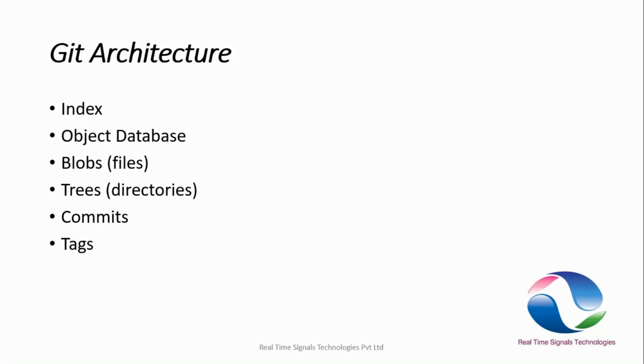Git architecture. 1. Index. Stores information about the current working directory and changes made to it. 2. Object database. 3. Blob files. Stored in Git objects. Indexed by unique hash. All files are stored as blobs. 4. Commits. One object for every commit. Contains hash of parent, name of author, time of commit, and hash of the current tree.